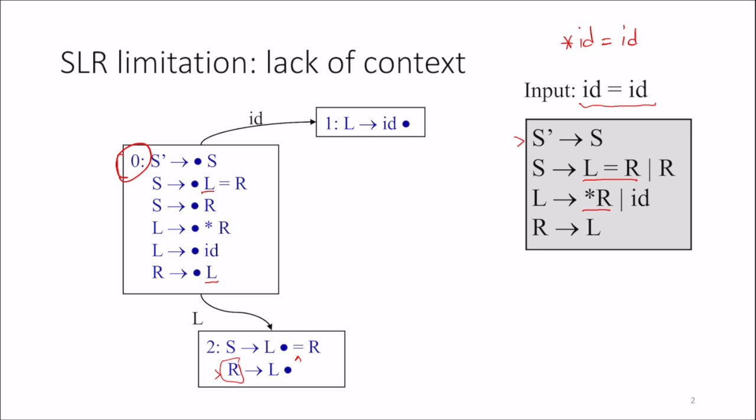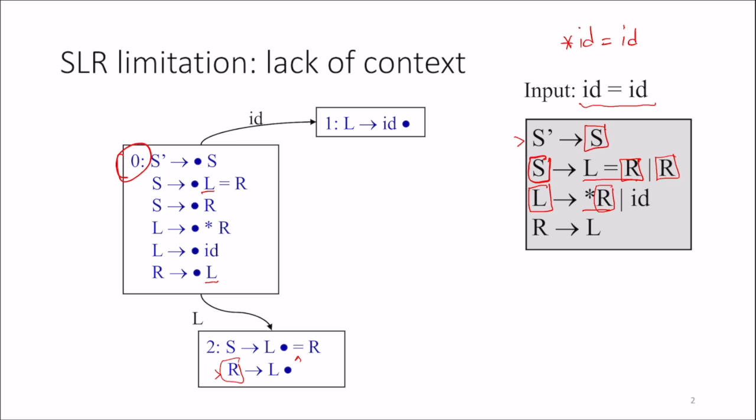So let's look at the follow set for R. Where does R occur? Well, R occurs here, which is on the rightmost edge of this rule. L goes to star R. So the follow of R includes the follow of L. So what is the follow of L? Well, R appears here as well, as you can see. They're both on the extreme right. And so the follow of R also includes the follow of S.